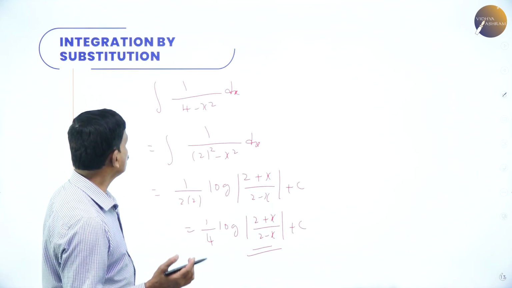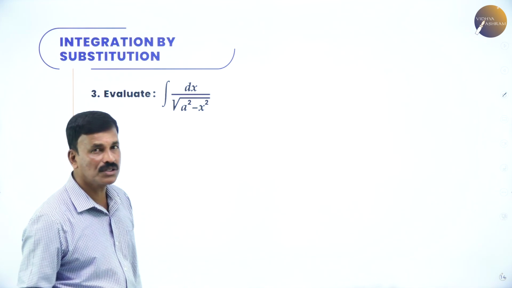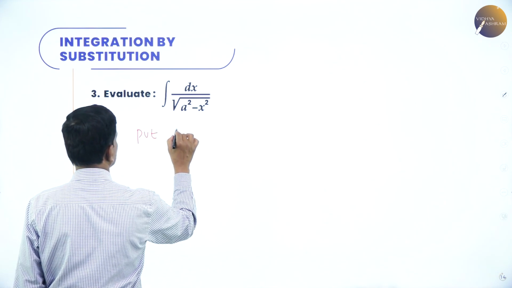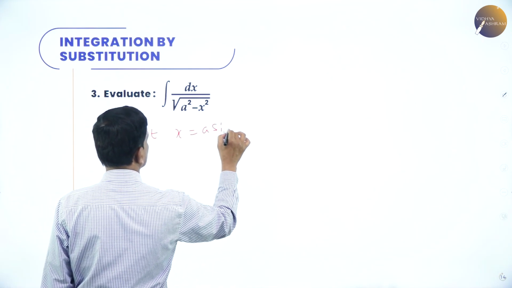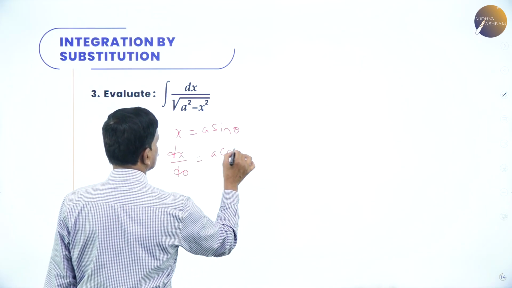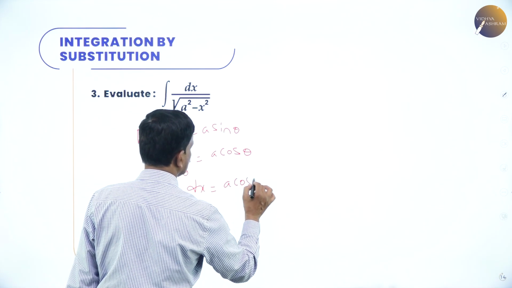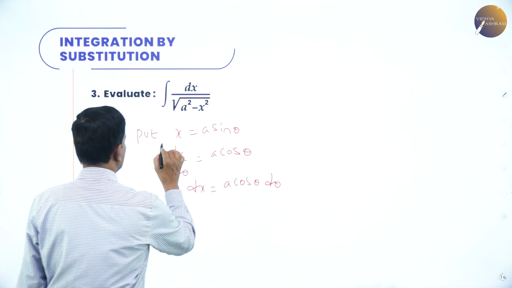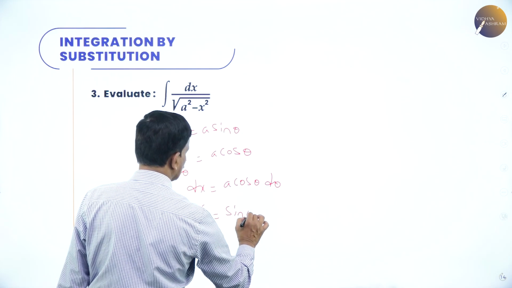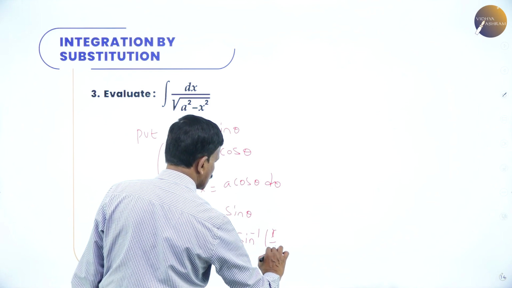Now, move on to the next type of problems. Next problem, this is also very important: evaluate 1 over root of a square minus x square. This can be evaluated by taking the substitution, put x is equal to a sin theta. Differentiate this: dx by d theta is equal to the differentiation of sin theta, which is cos theta. So dx is equal to a cos theta d theta. Further, x is equal to a sin theta means x by a is equal to sin theta, which implies theta is equal to sin inverse of x by a.